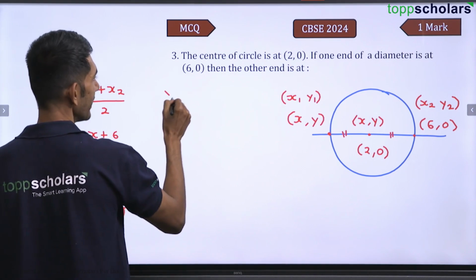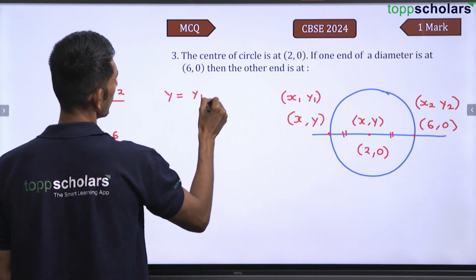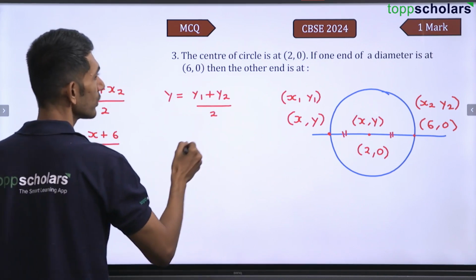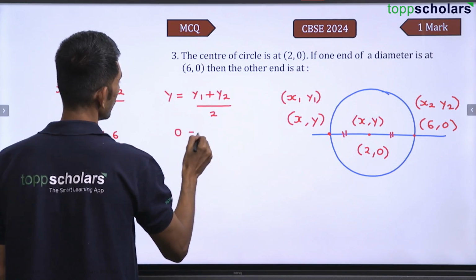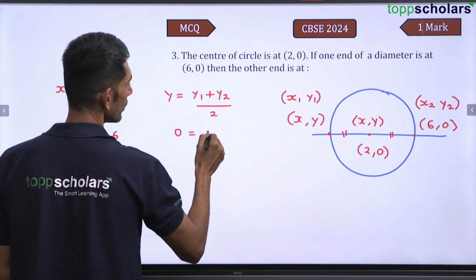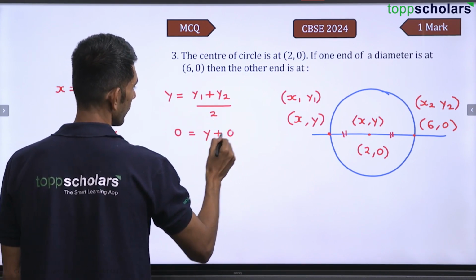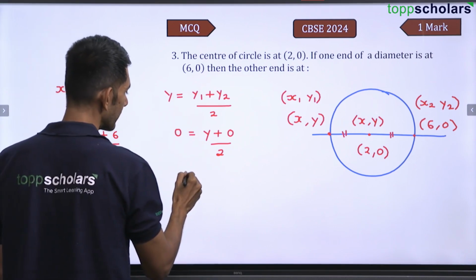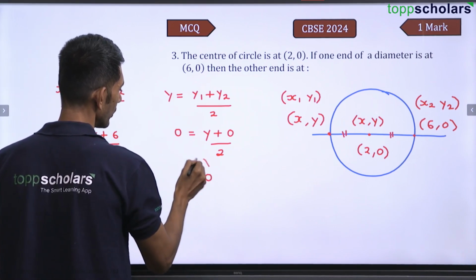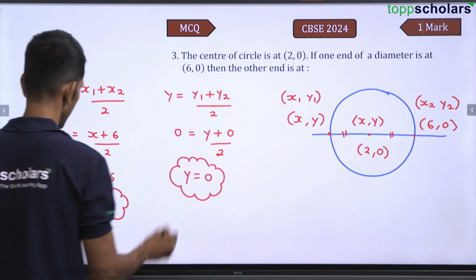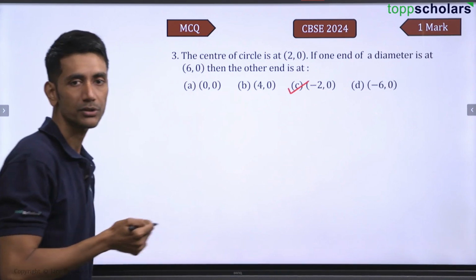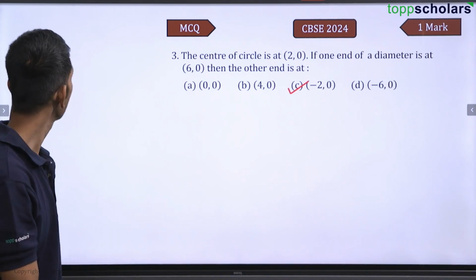Similarly, y is equal to y1 plus y2 by 2. So what is y? Y is 0. 0 is equal to y1 plus y2, that is y plus 0 by 2, isn't it? So 2 goes here, that becomes 0. So y is equal to 0. So yes, x is minus 2, y is 0. Option C is the correct option. Clear, easy, simple.